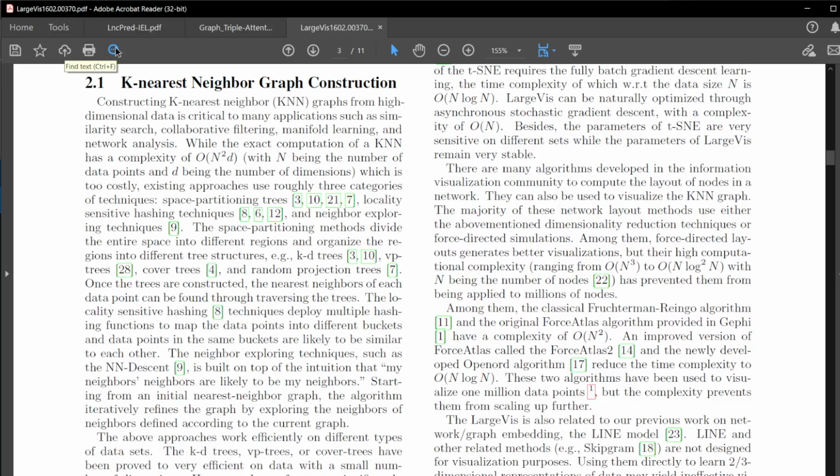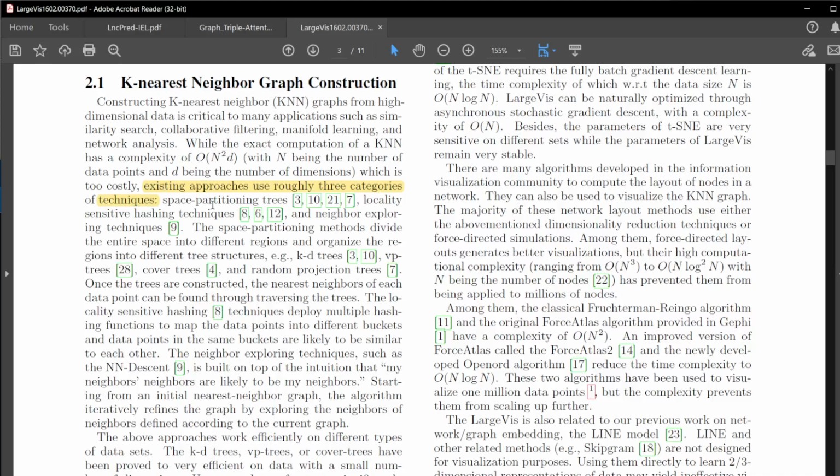While the exact computation of a KNN has a complexity of O(n^2 d), with n being the number of data points and d being the number of dimensions, which is too costly, existing approaches use roughly 3 categories of techniques: space partitioning trees [3, 10, 21, 7], locality-sensitive hashing techniques [8, 6, 12], and neighbor exploring techniques [9].